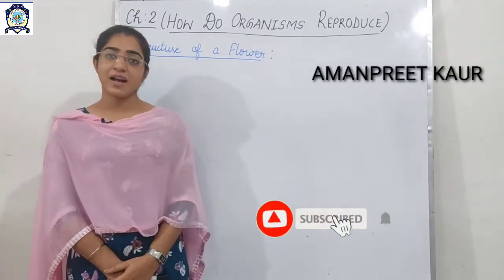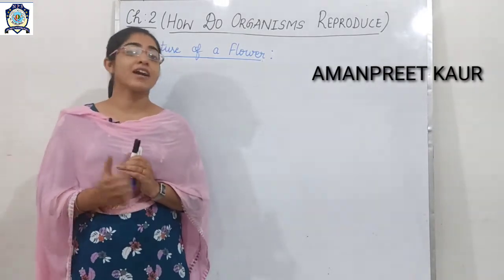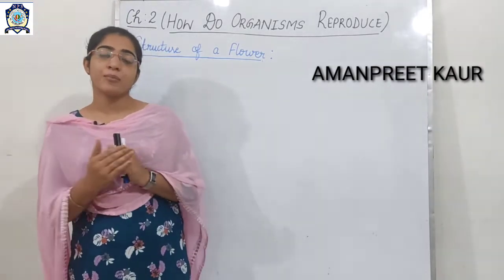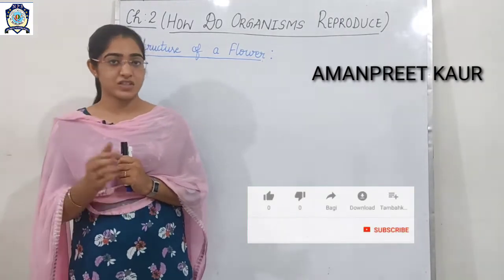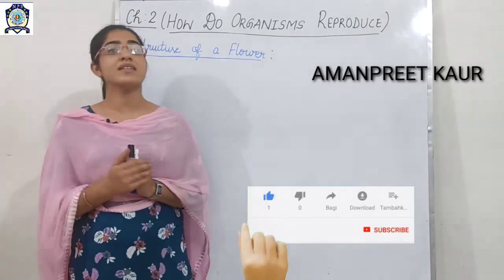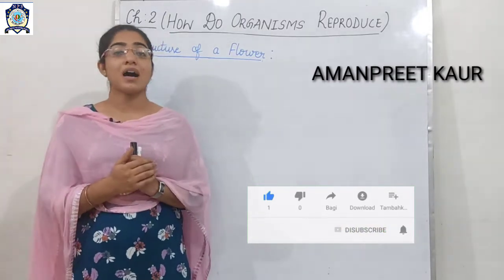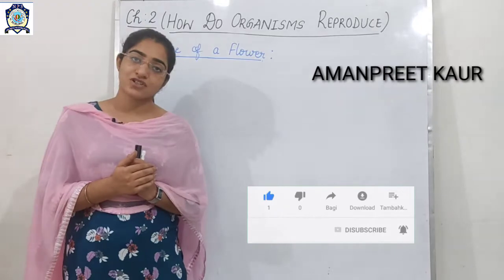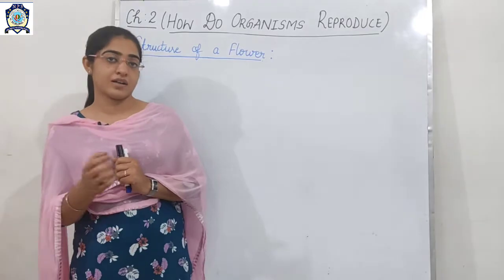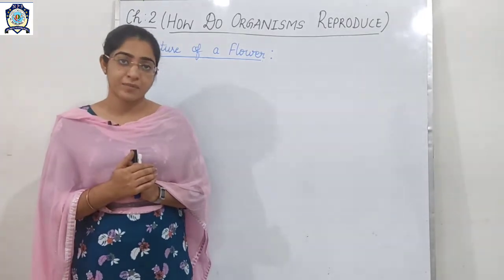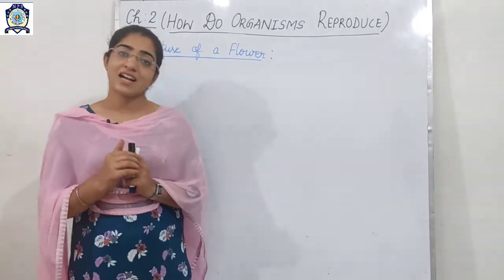Hello everyone, welcome back. As in the previous class, we have completed asexual reproduction, and as a component of asexual reproduction we have also studied the concept of vegetative propagation. So today in this class, we will study the structure of a flower, because in your textbook, after the concept of asexual reproduction, the next concept is reproduction in flowering plants. Before proceeding to that, we should know the exact structure of a flower. So let's start today's session.